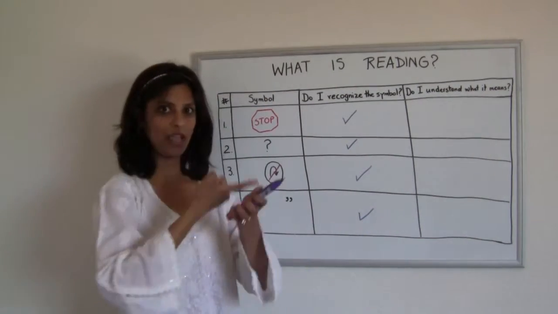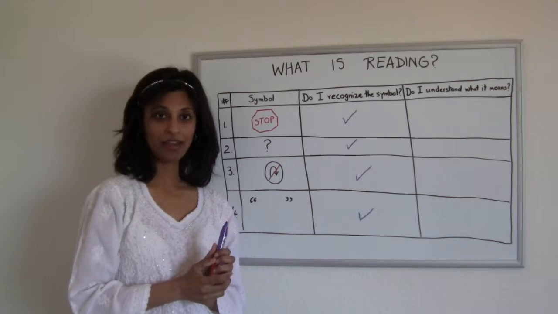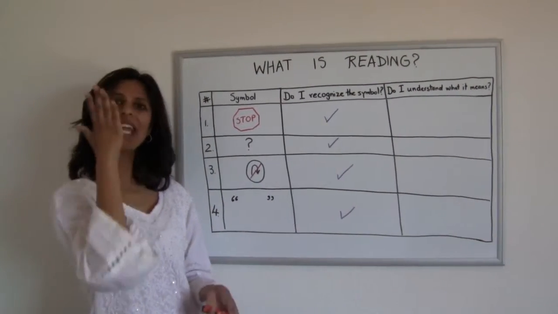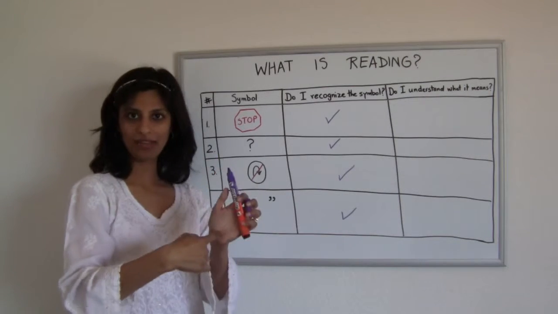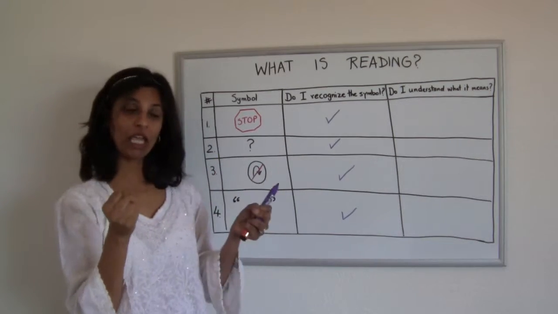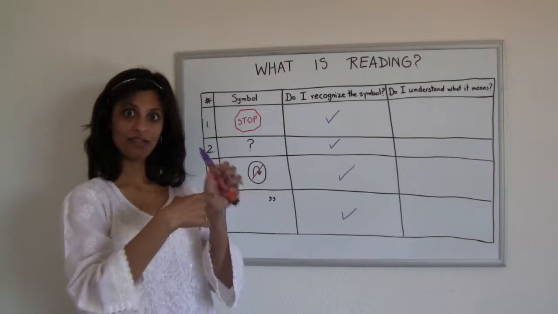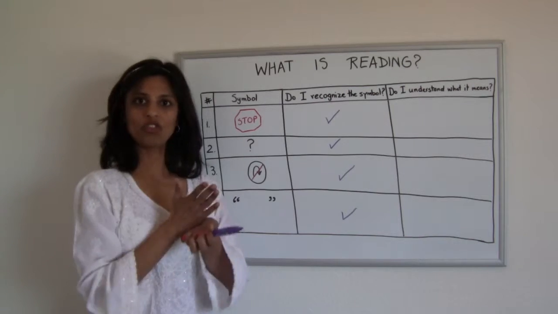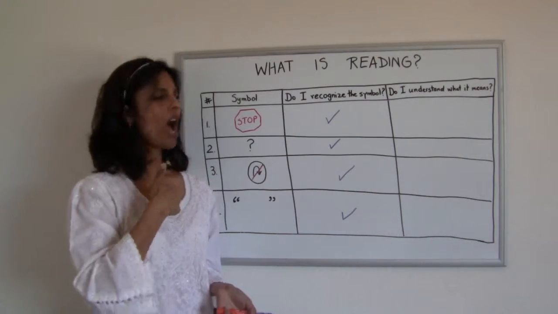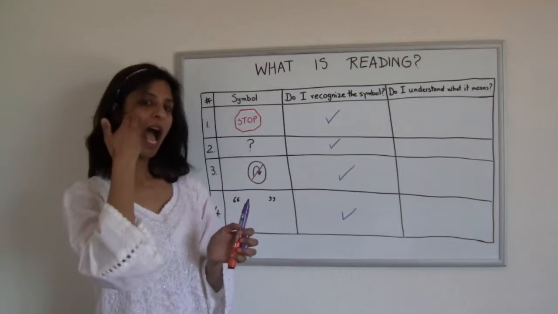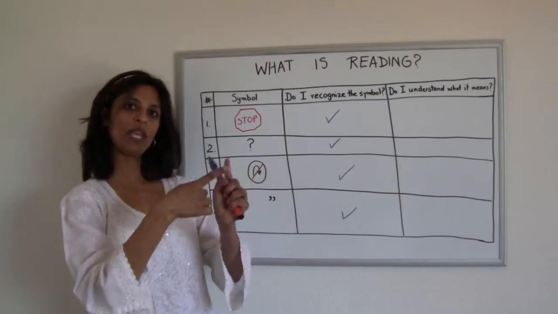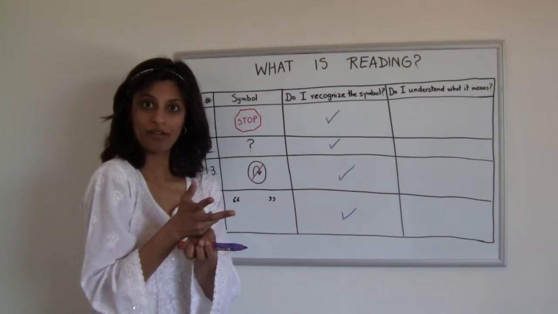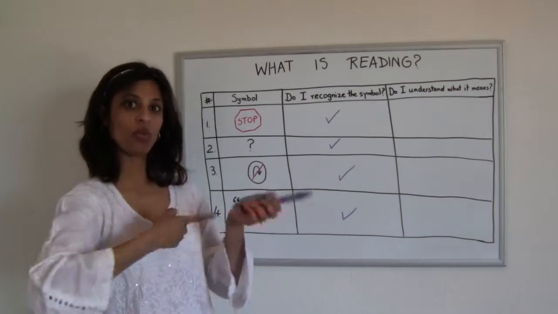Do you understand what it means? So we look at number 1 and we say, oh, I know, it's a stop sign. When people are driving and I see that stop sign, my car needs to stop. So I understand what it means. I know that this sign is communicating to me that I need to stop my car. Okay? So I understand what it means.